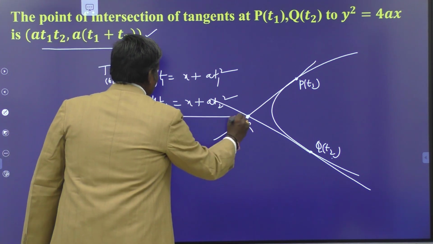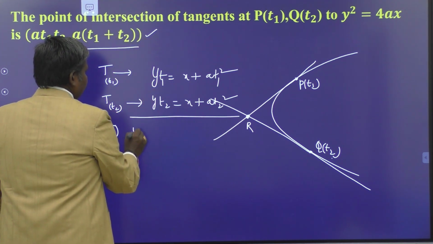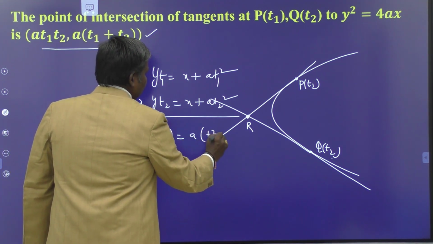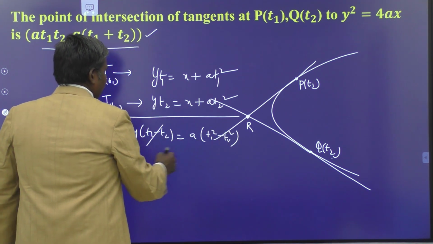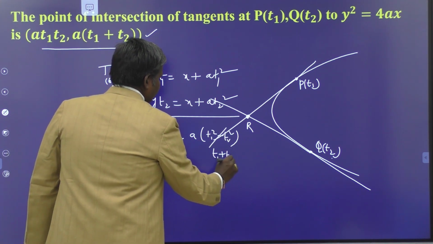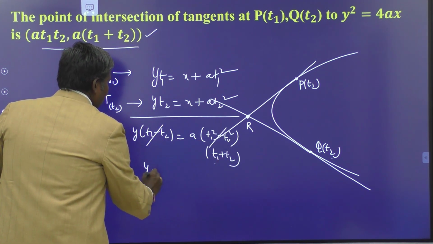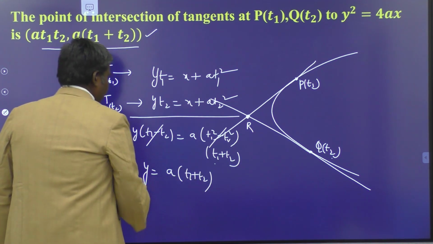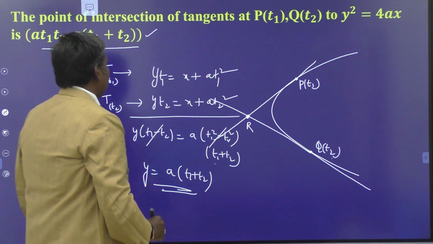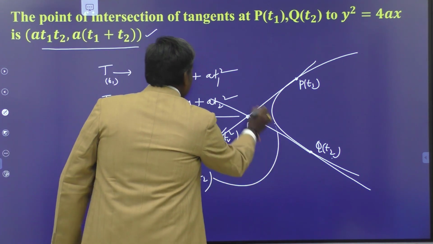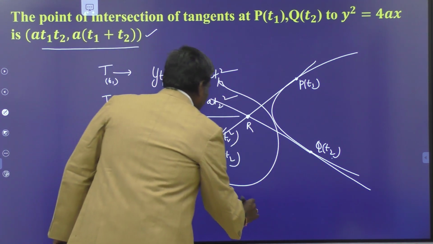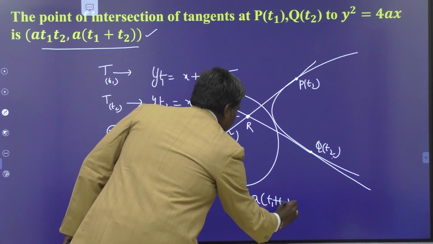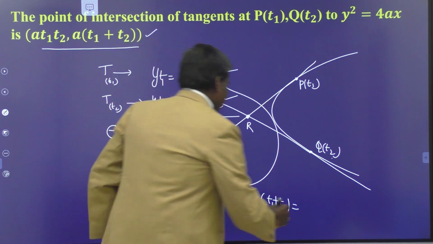You have to solve these two equations. By subtracting, what do we get? y(t1 − t2) = a(t1² − t2²). The factor (t1 − t2) cancels out, so we obtain the ordinate of the point of intersection, y = a(t1 + t2). Substitute here itself, we obtain x. a(t1 + t2) = x + at1².